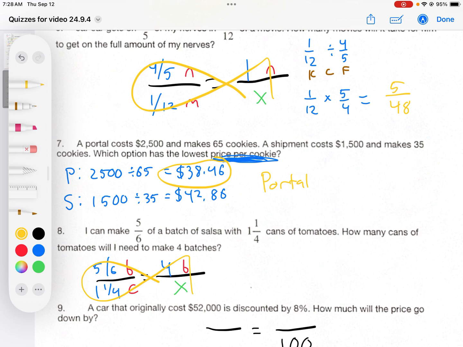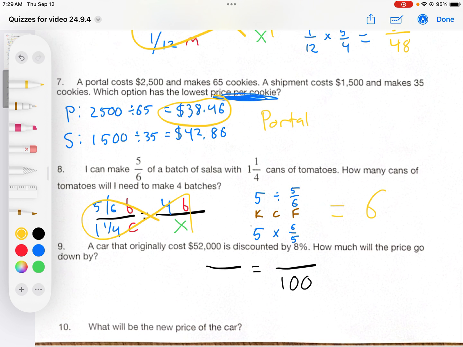You can go ahead and multiply 4 times 1 1/4, also known as 5/4. That will just give you 5. We're dividing that by 5/6. And even though we have a whole number here in 5, we can still use keep, change, flip. Keep the 5, change dividing to multiplying, flip 5/6, so now it becomes 6/5. And we should end up with exactly 6 cans of tomatoes.